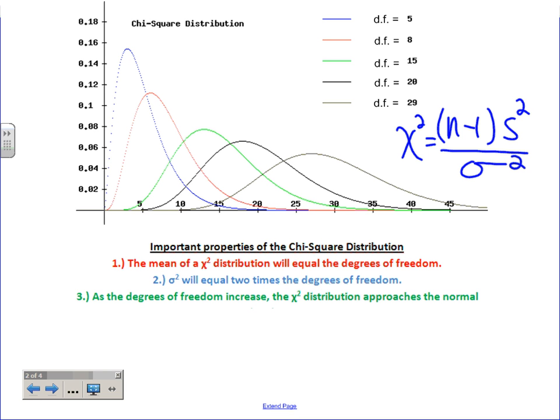I think we knew this one. We already said this one, right? As the degrees of freedom increase, it gets very, very close to the normal distribution. It approaches the normal. Okay, so those are some pretty good properties right there. The key is to realize that the probabilities are really tiny. If you look at the left, very tiny.